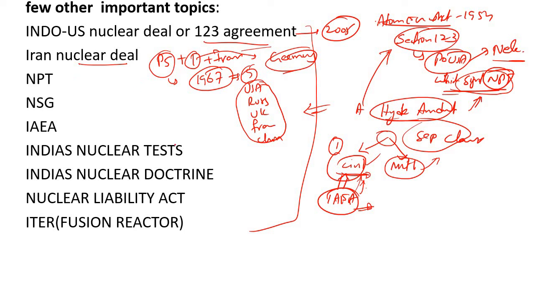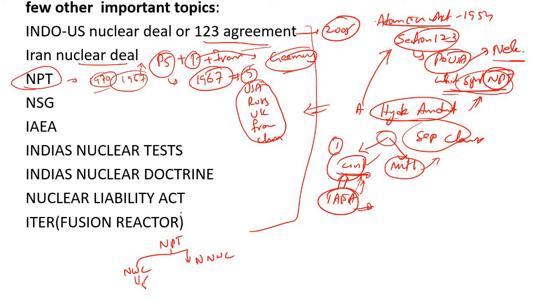So NPT, the nuclear non-proliferation treaty, means to stop nuclear proliferation. They came with this treaty, and it was in operation from 1970, and the cutoff date for signing it, meaning signatures were started in 1967. The cutoff date is also 1967. Before 1967, those countries which had nuclear weapons are recognized as nuclear weapon states. NPT divided countries into 2 groups. One is nuclear weapon countries, another one is non-nuclear weapon countries.